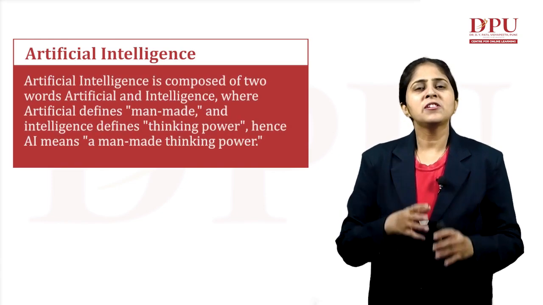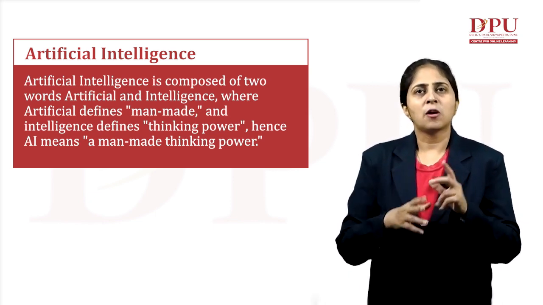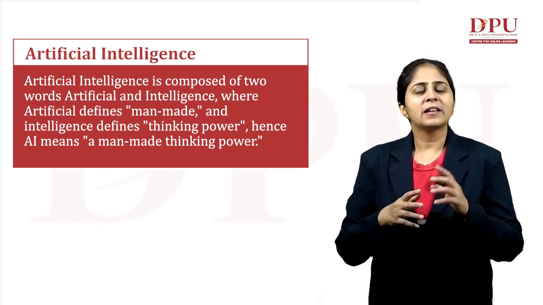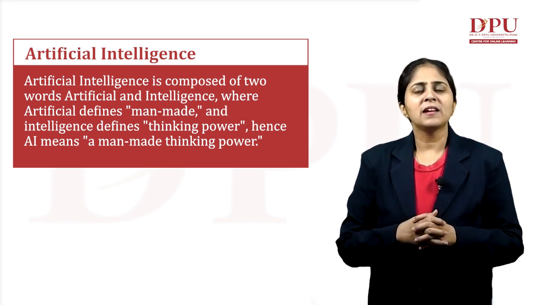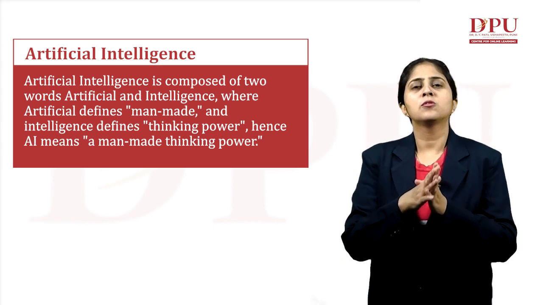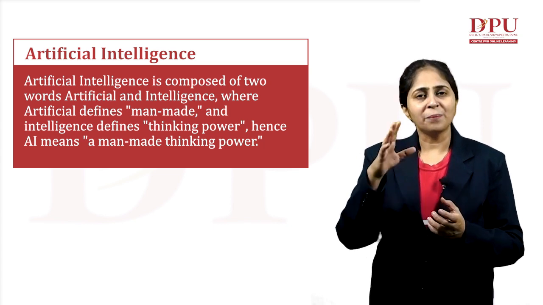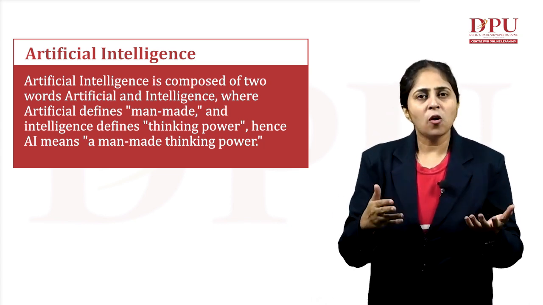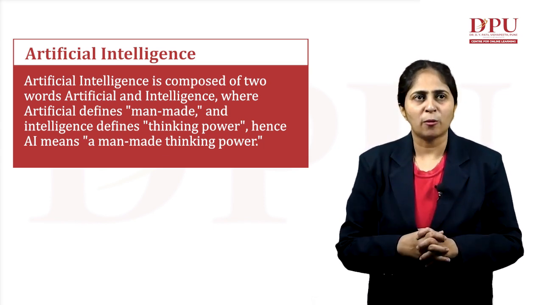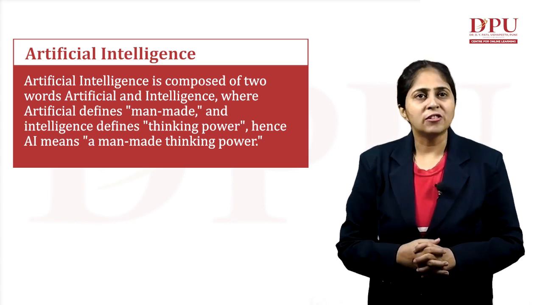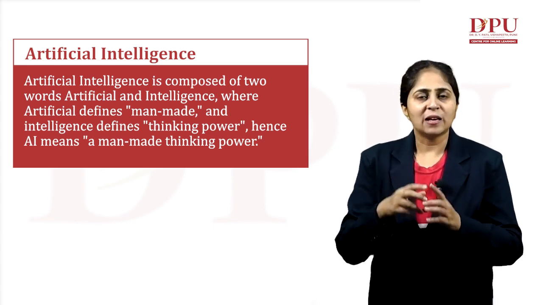See, artificial intelligence, as the word itself is indicating, it is composed of two words. One is artificial and another is intelligence. So artificial is something which is man-made, which is not natural. And intelligence means something having thinking power. We can call some person intelligent when we know that he possesses some kind of thinking power. So when we are talking about artificial intelligence, that means we are creating a man-made thinking power.